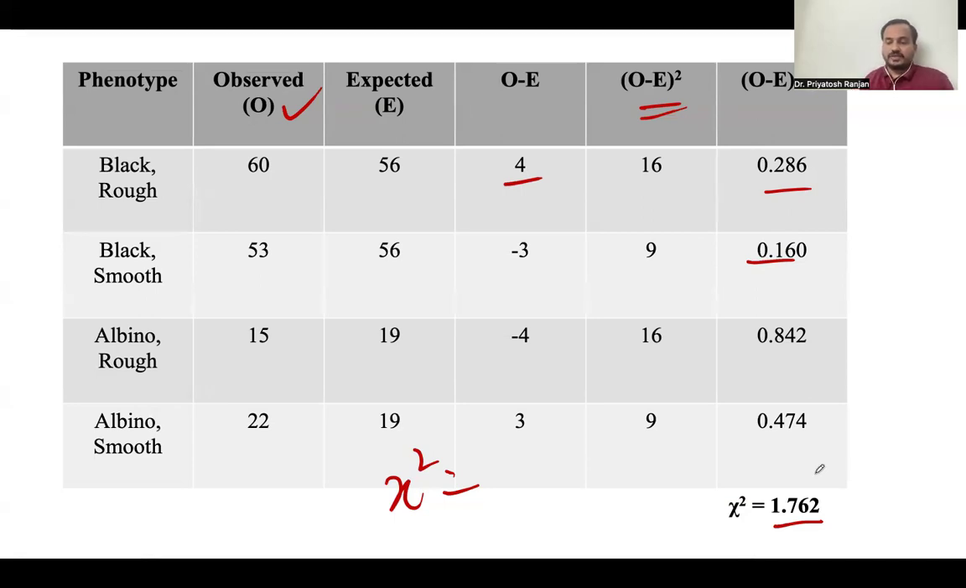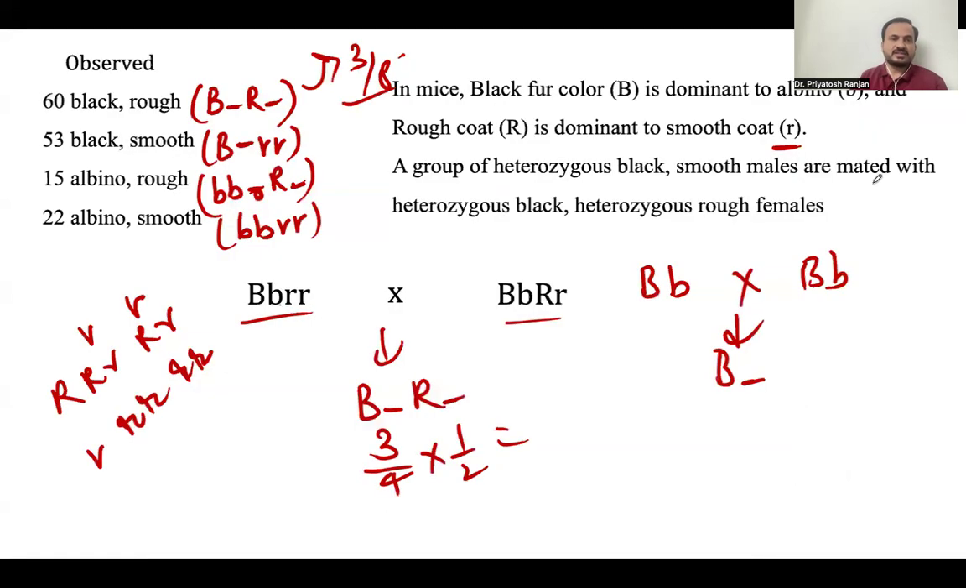Now, the next thing we need to do is look at the probability table. Is whatever difference I am getting just because of random chance, or is there any statistical significance? I need to compare by looking at a table. And to go through that table, I need to calculate the degree of freedom. What does that mean? It's simply the total number of categories given in this question, which are these 4.